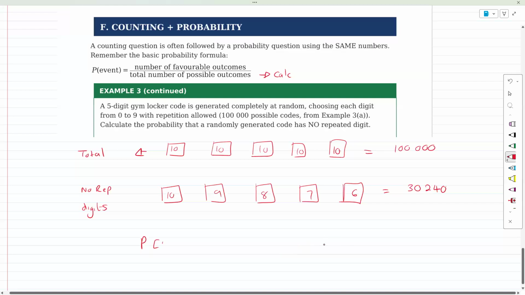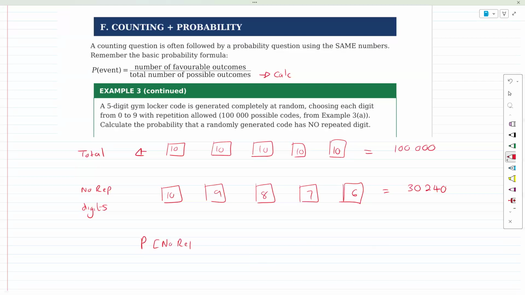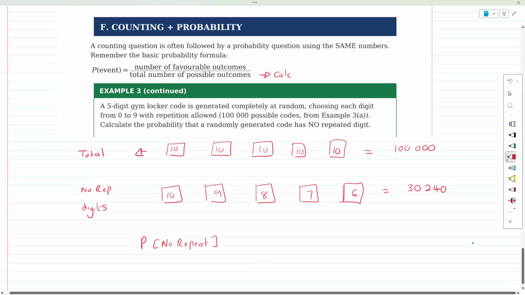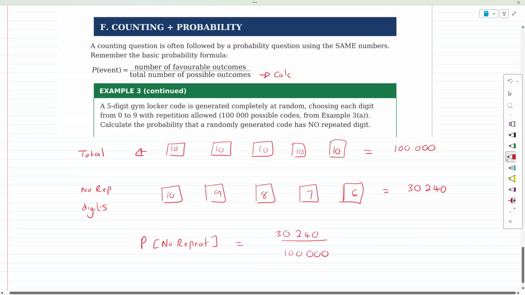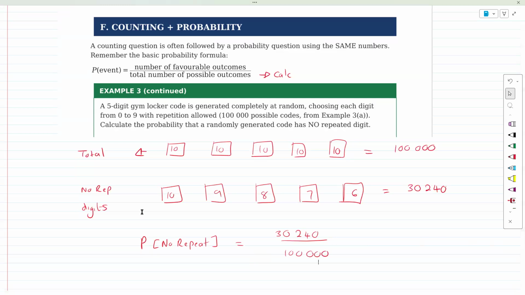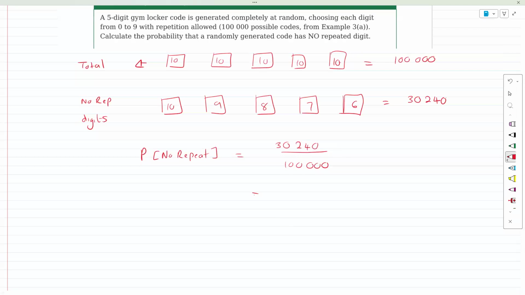Then the probability of no repeat would be equal to 30,240 all over 100,000. You could times it by 100 if you want, but it doesn't really matter. That's 0.3024 or 30.24%. And that's all there is to this question.